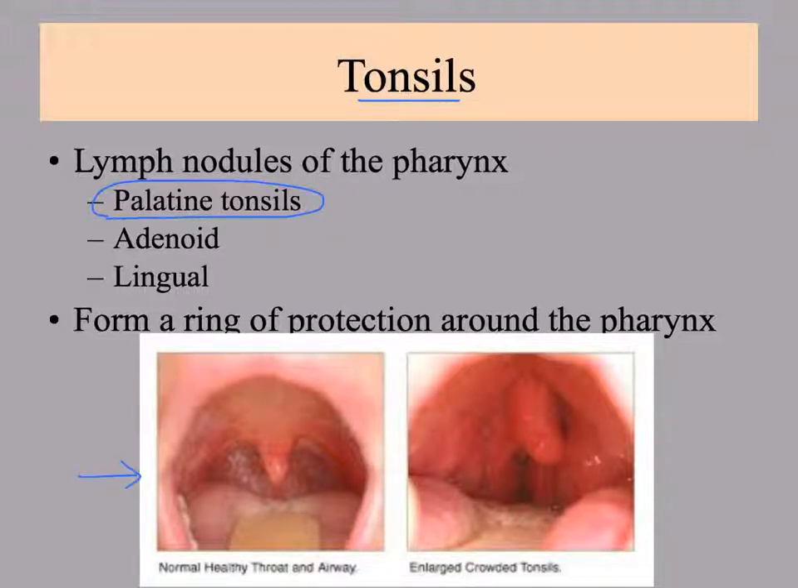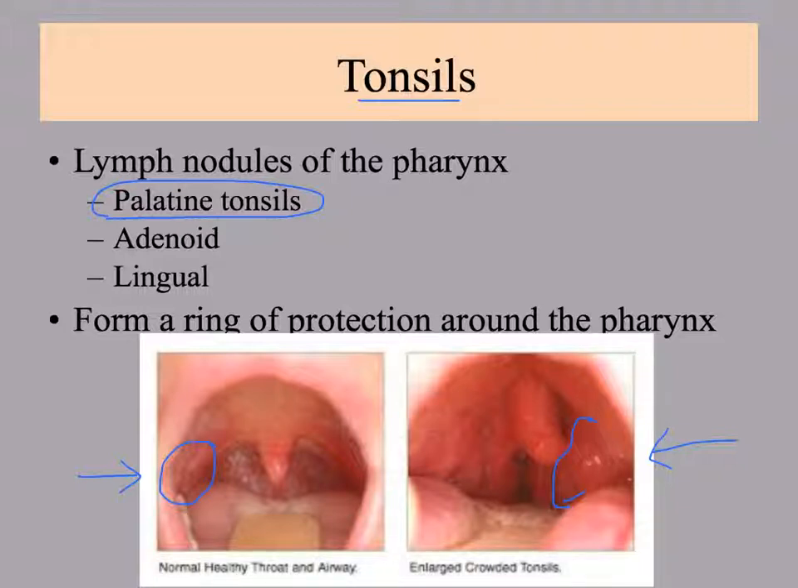So here on the left is a normal tonsil. You really can't see anything over here besides the interior of the mouth. But on the right, you see someone who has very swollen tonsils on both sides. And so these are the palatine tonsils, and these are the ones that certainly when I was a child everybody had removed after you had a repeated bout of sore throat and other upper respiratory infections.